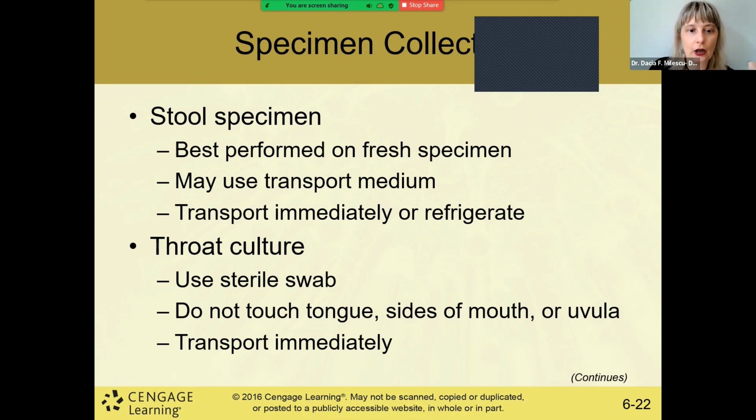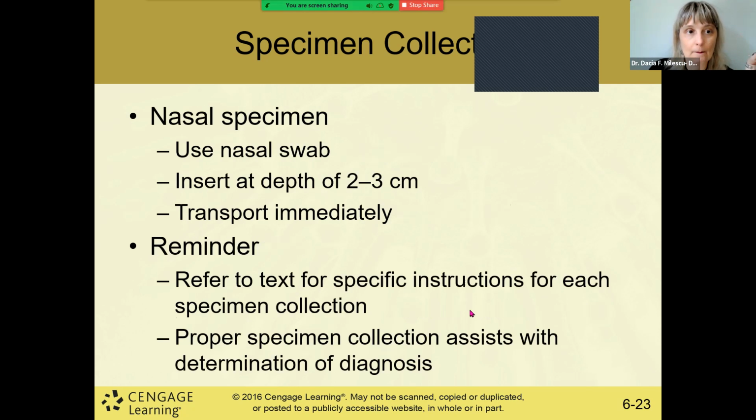Throat culture: sterile throat culture means you take the sterile swab deep into the throat. Do not touch the tongue. Do not touch the sides of the mouth or the uvula, which is the U-shaped little thing that hangs down back posteriorly in the back of your throat. None of those things must be touched. At all times, you do not touch any of that. Go directly down the throat, transport immediately, and get the culture result.